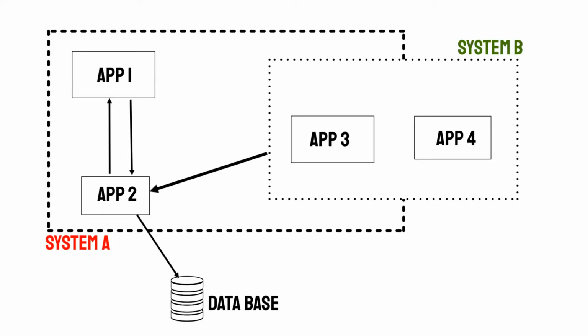For example, if there's a change in the database, you know that application 2 is directly affected and application 1 and System B are indirectly affected because these components are only directly connected to application 2. So whenever the database changes, you also know that probably in application 2 something has to be changed as well. And that's the power of the system diagram.